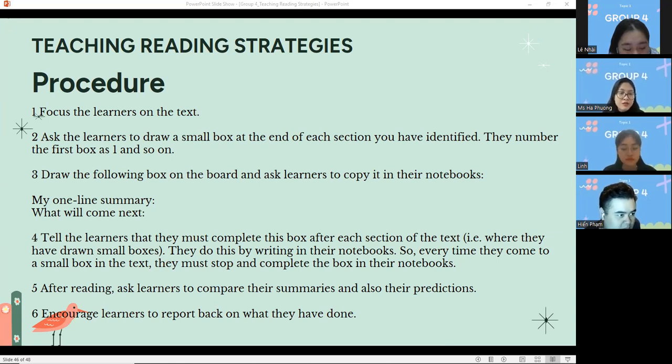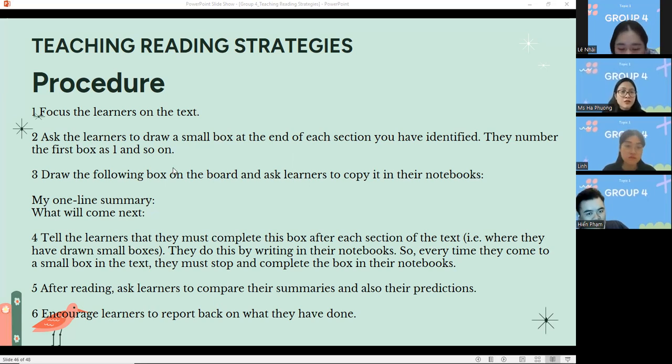And the next step, tell the learners that they must complete this box after each section of the text where they have drawn the small boxes. They do this by writing in their notebooks. So every time they come to a small box in the text, they must stop and complete the box in their notebook. And the next step, after reading, the teacher asks the learners to compare their summaries and also their predictions. And finally, encourage learners to report back on what they have done about their predictions about the next coming reading.